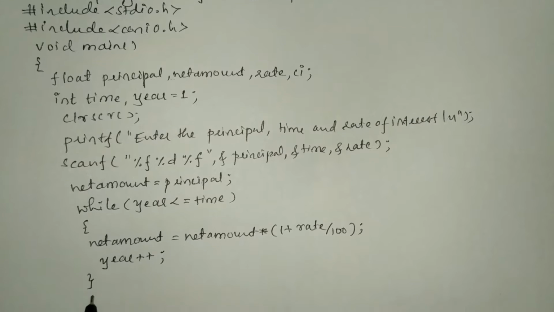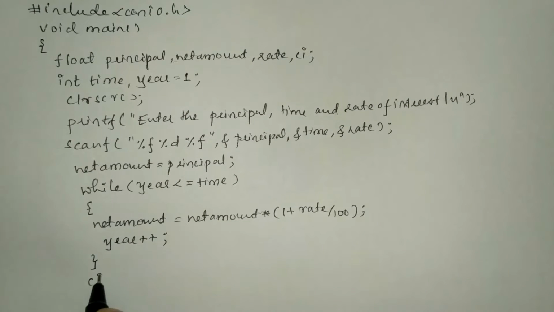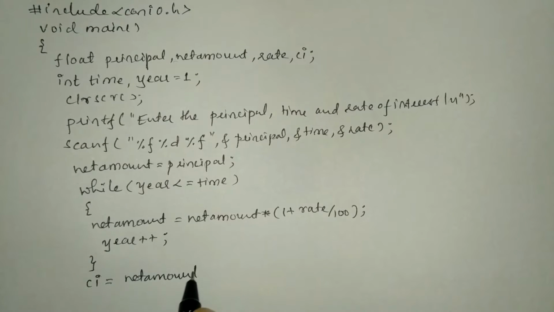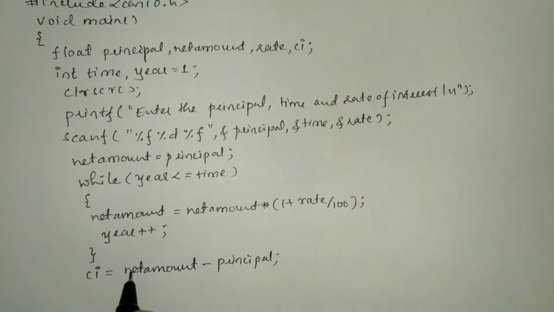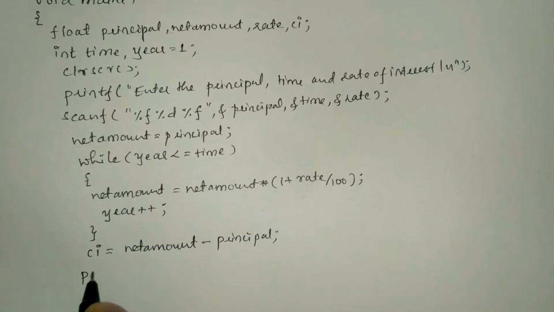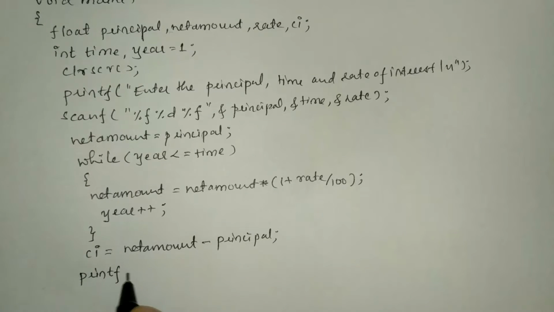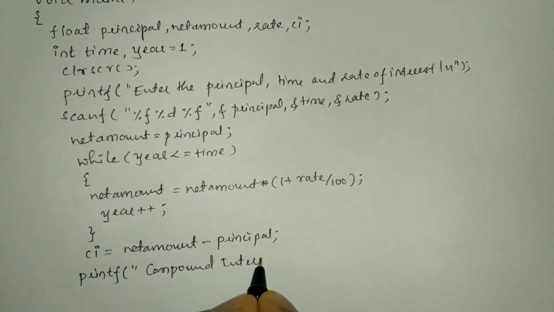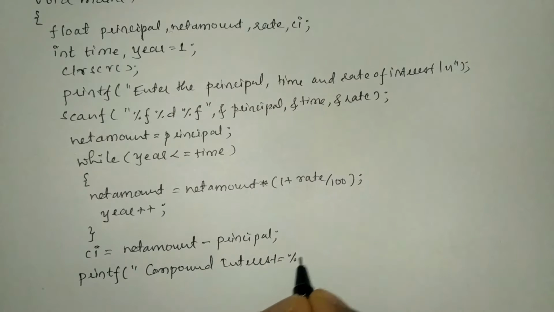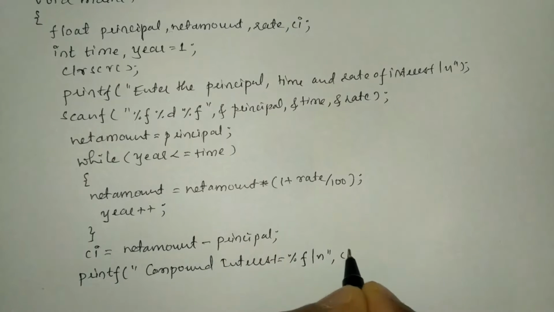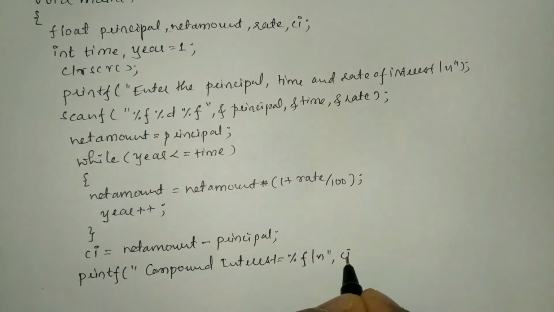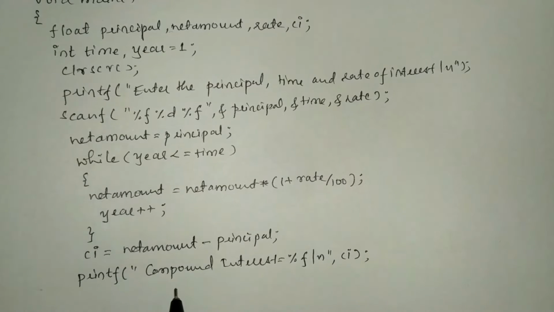Now we are going to calculate the compound interest. CI is equal to net amount minus principal and put semicolon. Now we are going to print both net amount and compound interest. Here I'm going to write printf, in a double quotation mark we'll write compound interest is equal to %f backslash n, end the double quotation mark, and CI. So whatever value is stored in this variable CI will be printed over here.